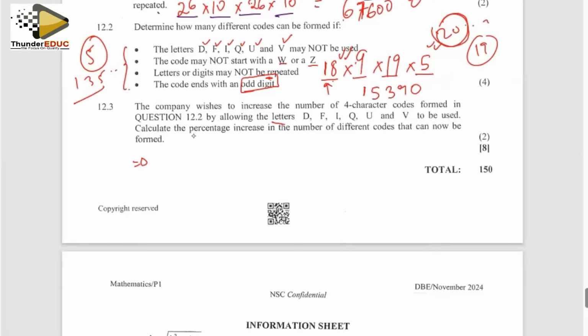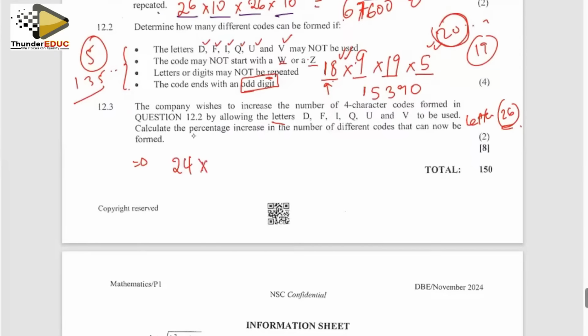Okay, so which means our letters are back to 26. Calculate the percentage increase. So the letters are back to 26, but the condition of the digits not repeating still sticks, or stays the same. So out of 26, remember, we're not starting with these two, which means we have 24 options to start with, okay?